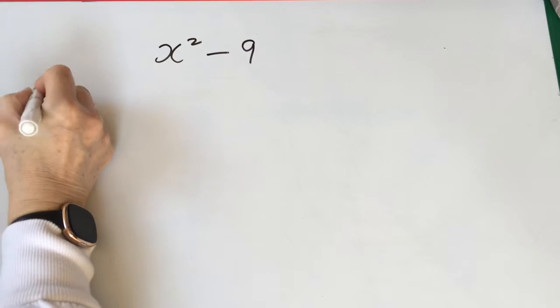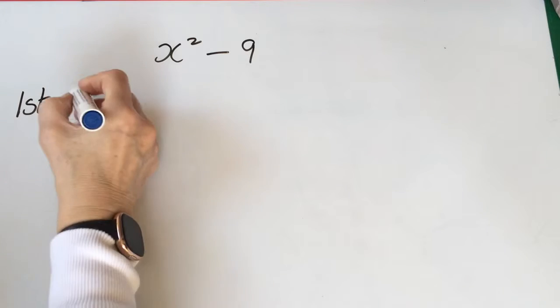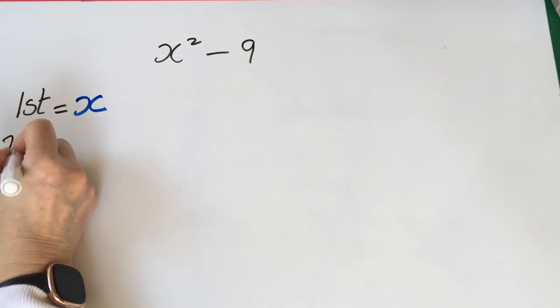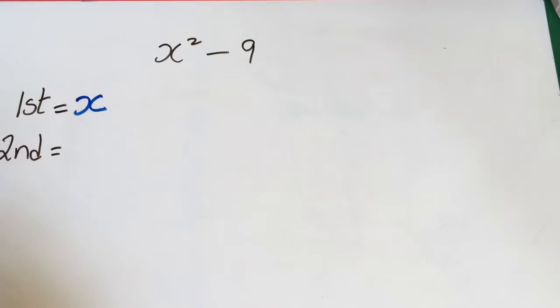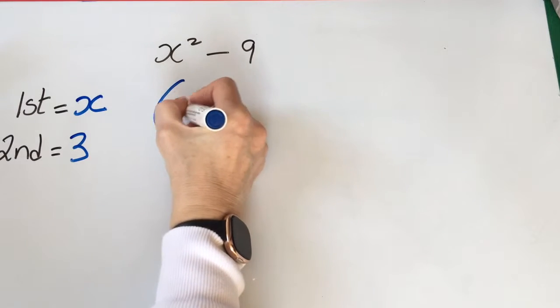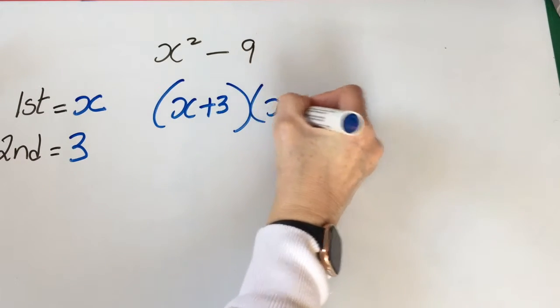It's good practice to write down what the two terms are that are squared. The first thing here that's squared is x. The second term that's squared is 3, because 3 squared gives me 9. So the two factors here are x plus 3 and x minus 3.